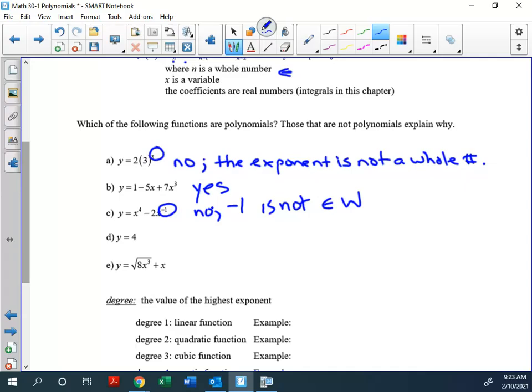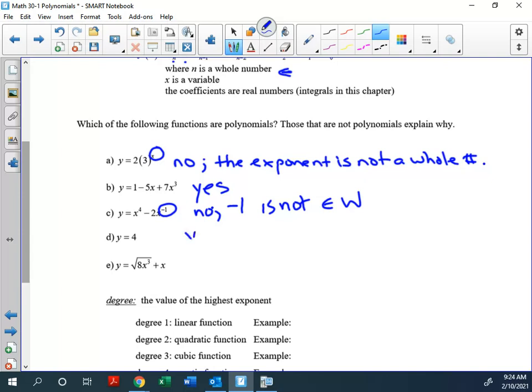D, y is equal to 4. Is that a polynomial function? Now I want you to really, really think about this definition. Do I have a variable to an exponent that's a whole number? Well, I don't see the variable, but what do I know about whole numbers? The very first whole number is 0. And anything to an exponent of 0 is 1. So do I ever need to write x to the 0? Or mathematically, is that a redundant statement?